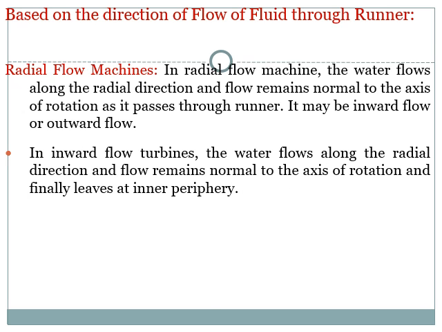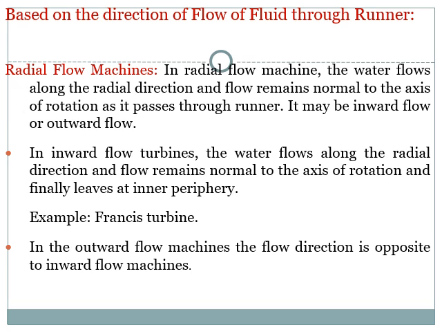In inward flow turbines, the water flows along the radial direction, flow remains normal to the axis of rotation, and finally leaves at the inner periphery. So in inward flow machines, the inlet of the water takes place at the outer periphery of the runner. Then that water flows through the surface of the rotor. Finally it exits at the inner periphery of the runner. Such machines are known as inward flow machines.